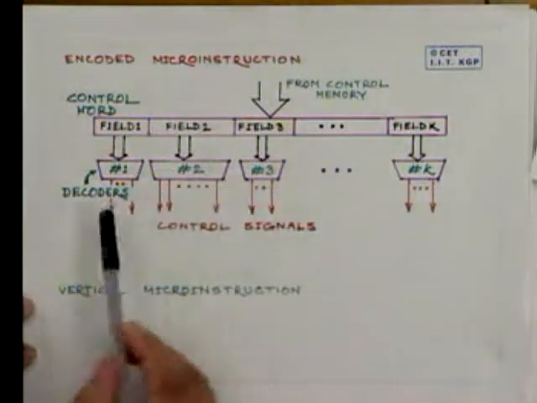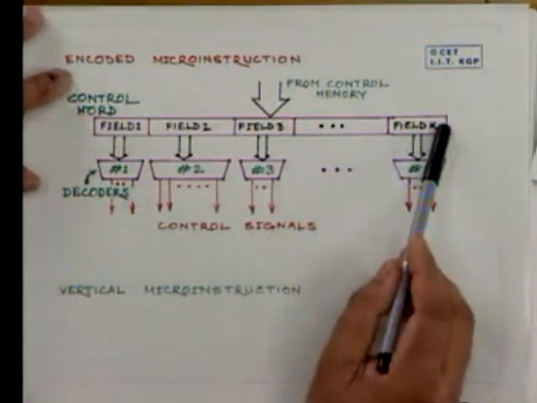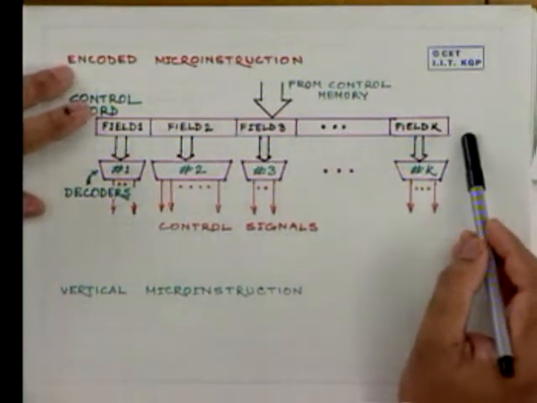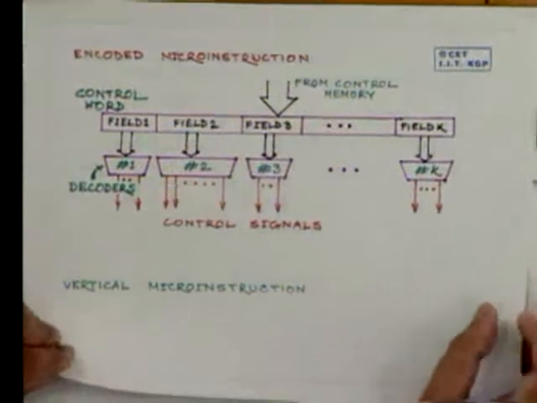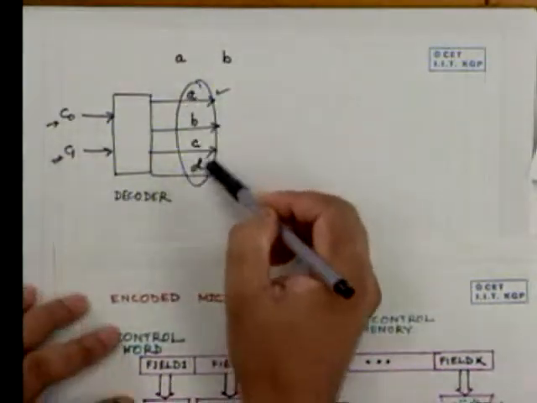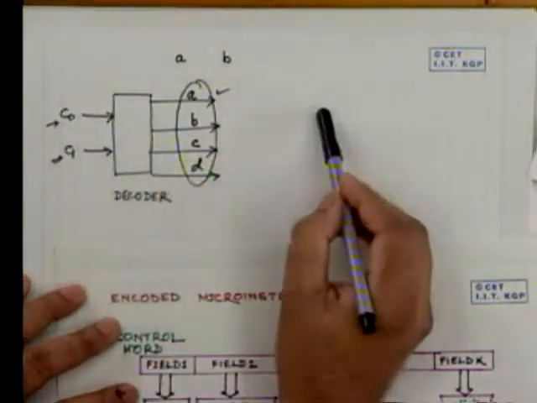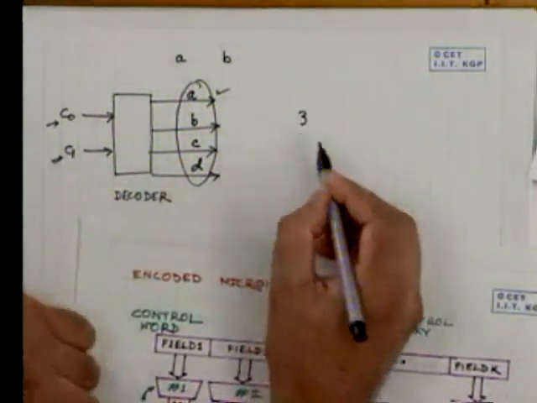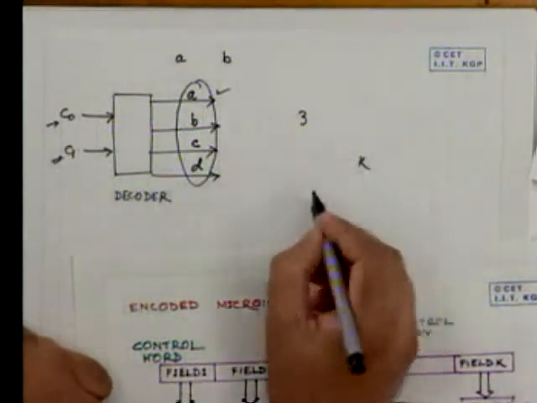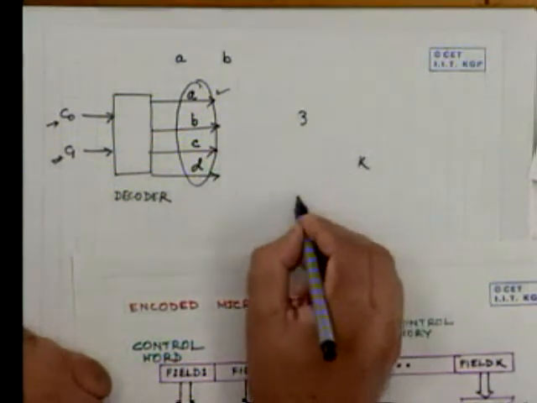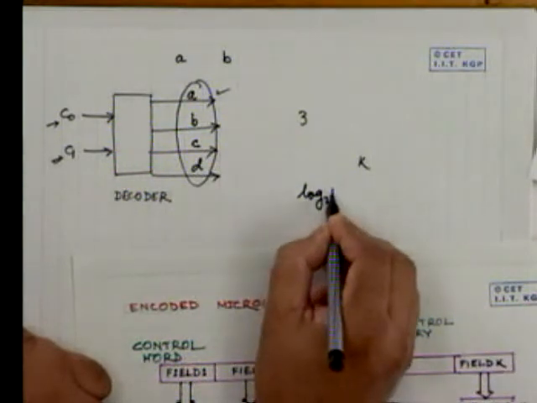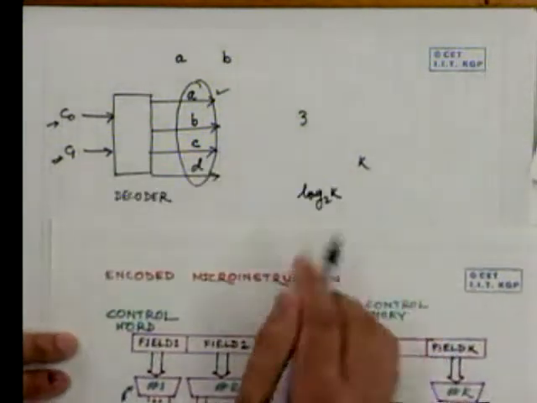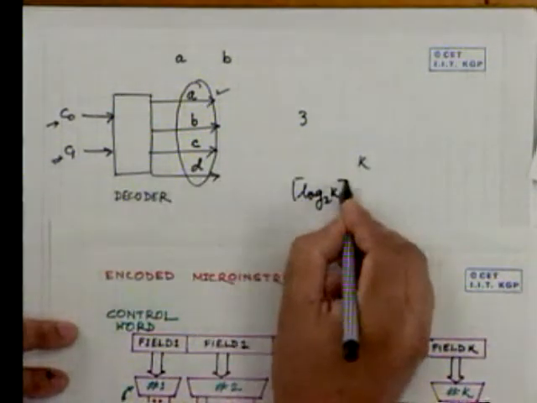This way, if we encode the entire control word, you can very easily see that the control word size turns out to be much smaller. For example, if there are 4 control points which are mutually exclusive, 2 bits are needed. Similarly, for 8 mutually exclusive control points, we need only 3 bits. In general, if there are k control points which are mutually exclusive, then we can have the ceiling of log 2 of k bits in the field.